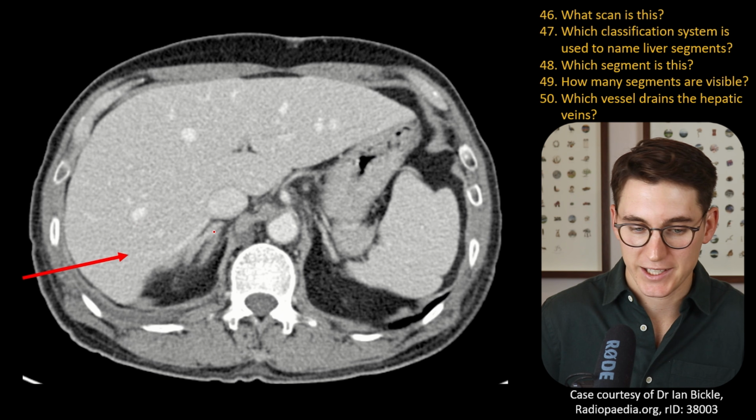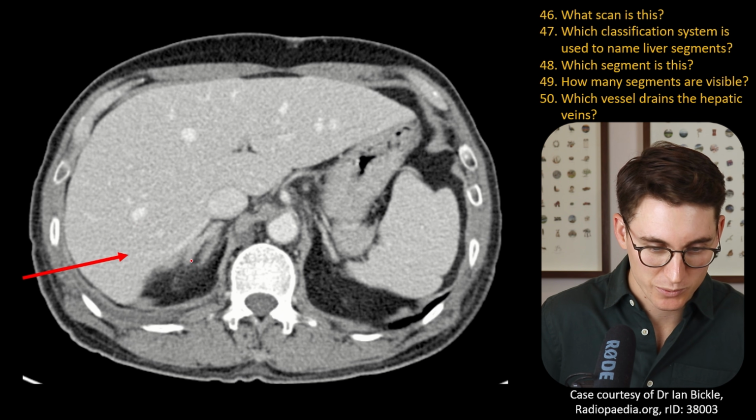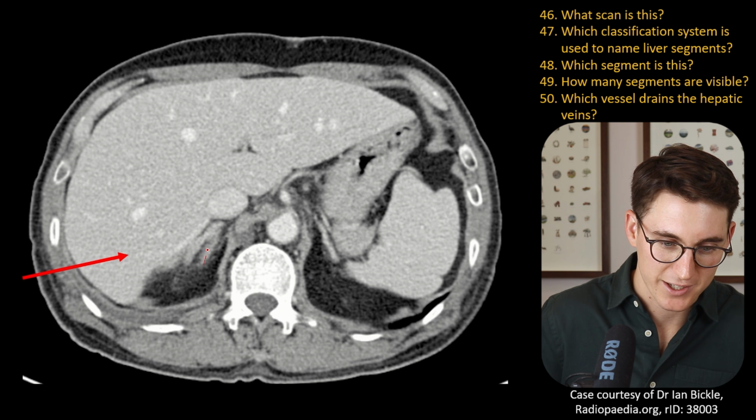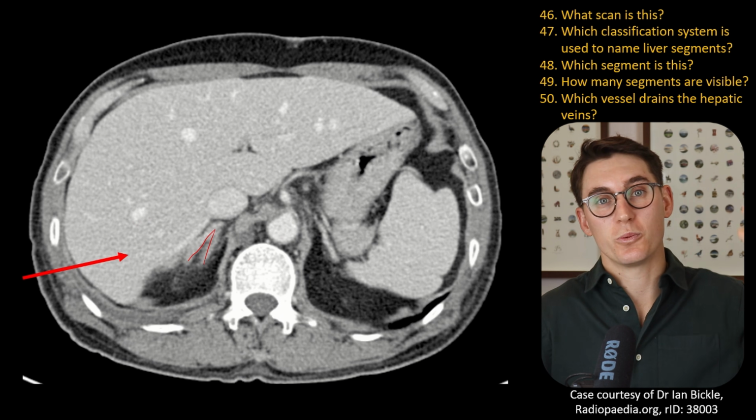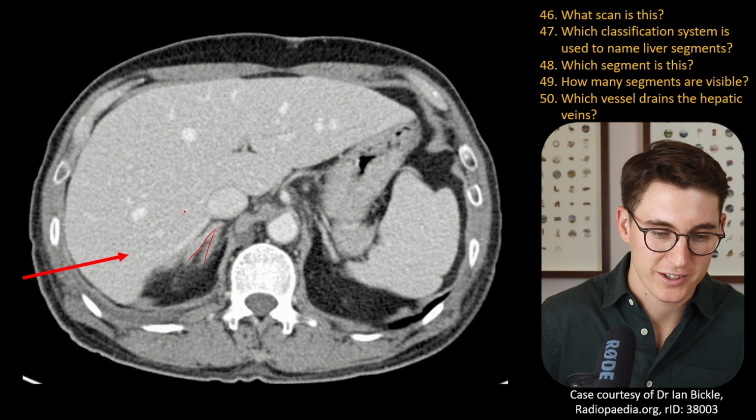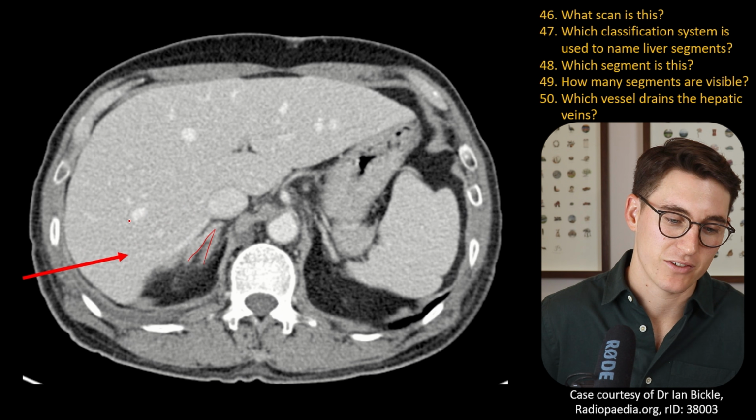Easiest way to do that is see, can we see kidneys? We can't see kidneys here, and we can actually see adrenal gland here. So we know we're lying superiorly. This is a superior lobe of the liver, and this is actually segment 7 of the liver here.